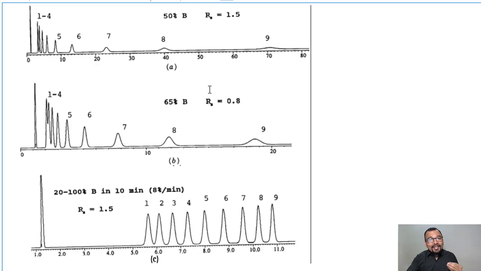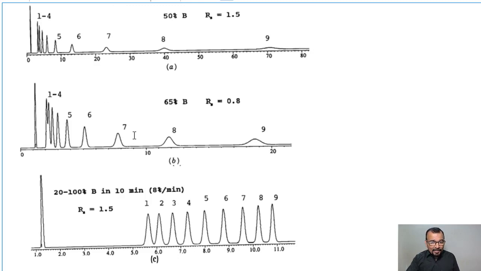Again, these A and B are the isocratic elution mode chromatograms. They are not the gradient elution mode chromatograms. In the first chromatogram, denoted by A, you have percent A equal to 50 and percent B equal to 50, and then you run the chromatogram for 80 minutes. And these are the elution patterns you got.